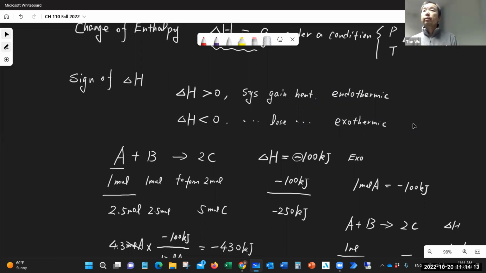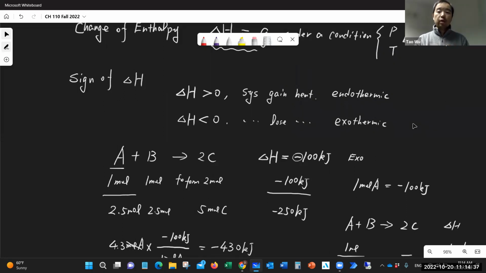So anything that belongs to heat will also show in the change of the enthalpy. The change of the enthalpy could have a sign because heat has a sign. If we have a positive sign for the change of enthalpy, that means the system gains the heat, and that's going to be endothermic. If there's a negative sign, that means the system loses the heat, and that's going to be an exothermic reaction.